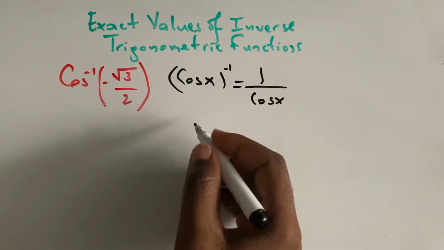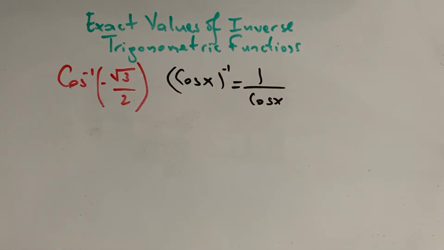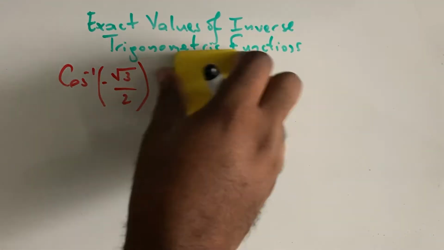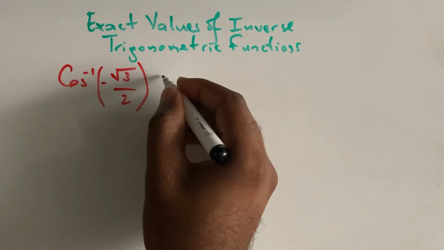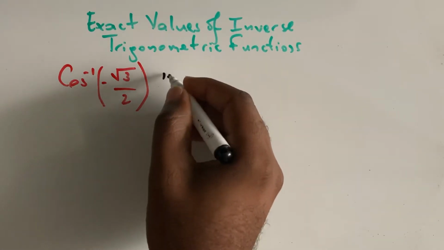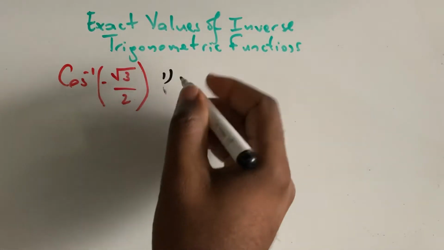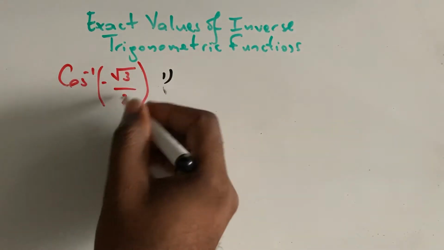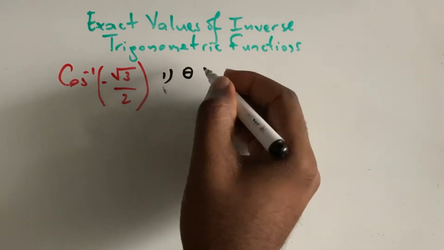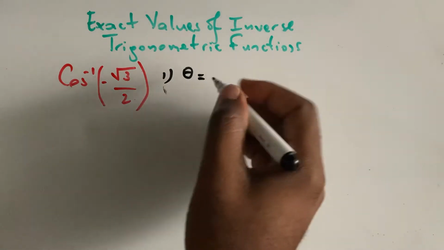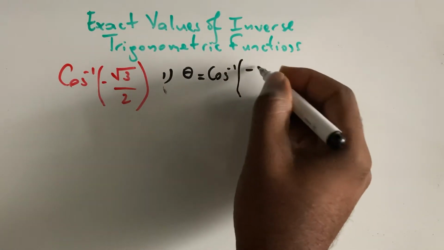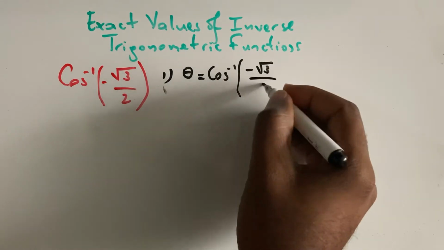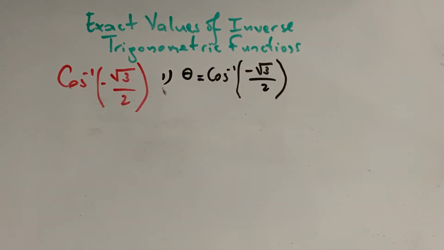This is not what you have, okay? In this case, again, you have to consider a few steps. The first thing to do is to treat this as an angle. So it's inverse cosine of negative square root of 3 over 2. So that's the first thing to do, okay?